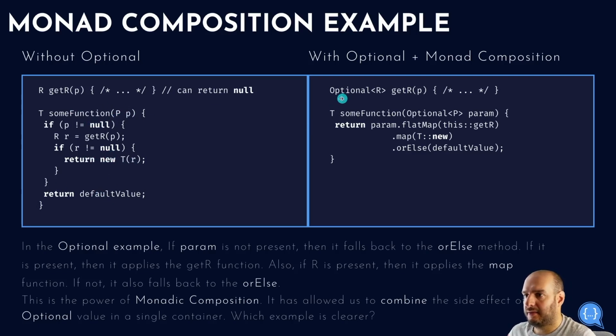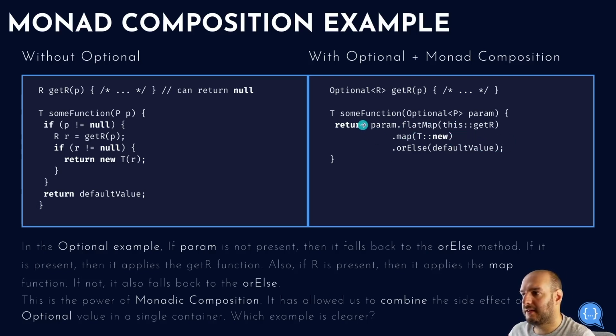And here with the optional monad, what we can do is basically use the flat map method to combine the side effects of the values not being present. So basically we get an optional param p. This method here now returns an optional. So what we do is we get r. So this returns an optional of r, and it's not an optional of optional of r like map would do. We have a map operation here to use the constructor, and finally we do orElse and return the default value.